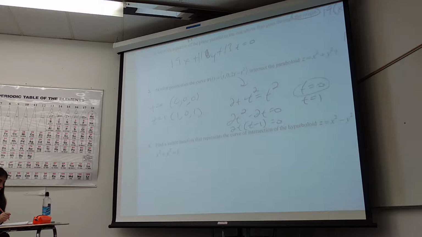So you can imagine the paraboloid, and then this curve comes in, hits it probably on the way in and then on the way out, more than likely. Does that make sense? Whatever this curve looks like.